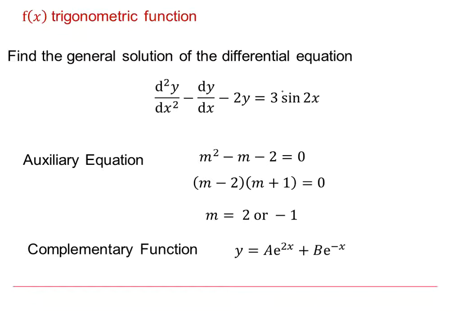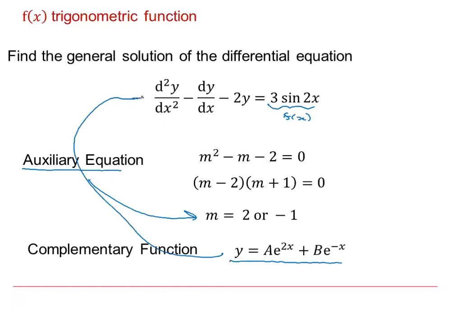So here the non-homogeneous side is 3 sine 2x, so that's the thing that we often call f of x, and the solution to the homogeneous equation is given by this complementary function. So we've written down the auxiliary equation and solved it for m to create the complementary function. And the complementary function, if we substituted that into the differential equation, it would equate to 0.